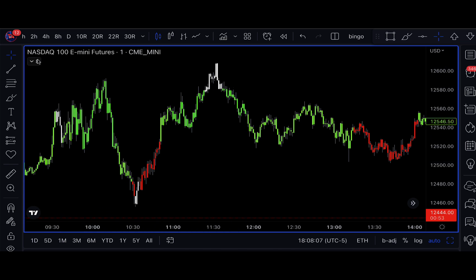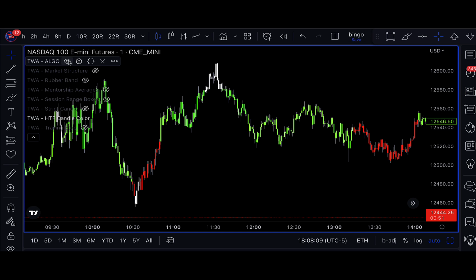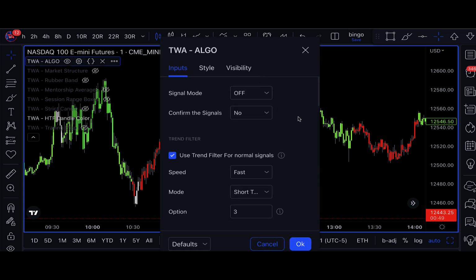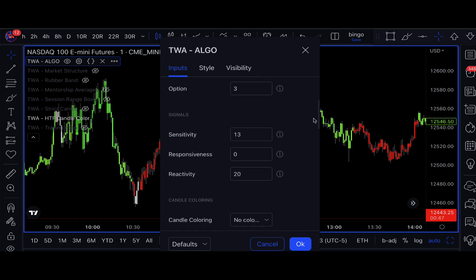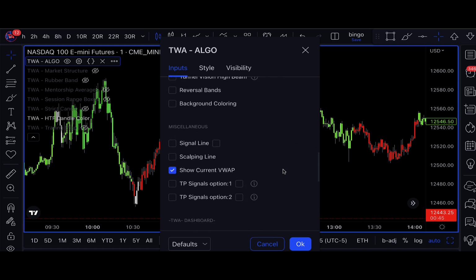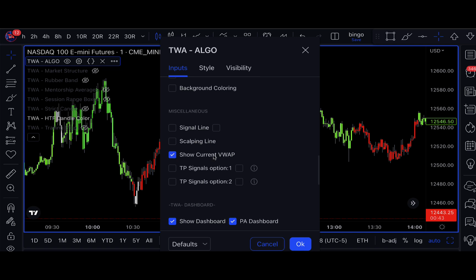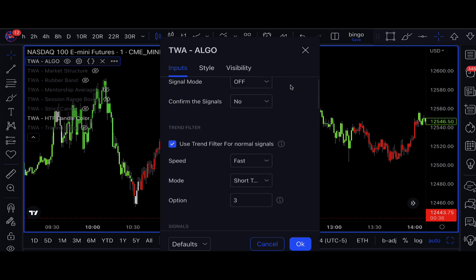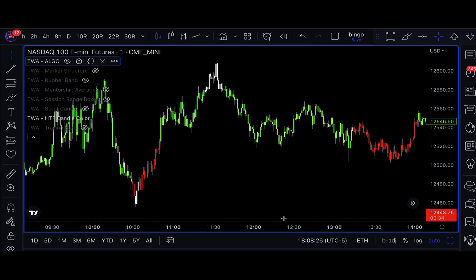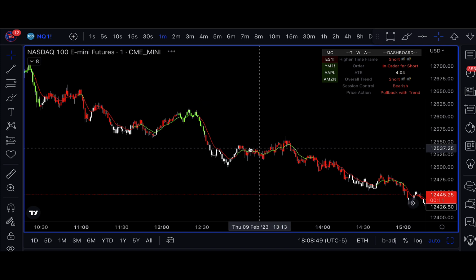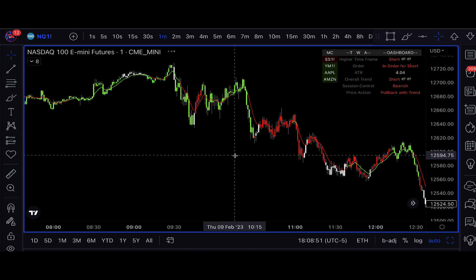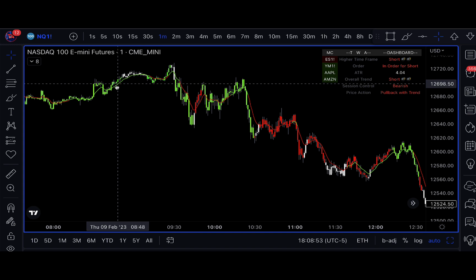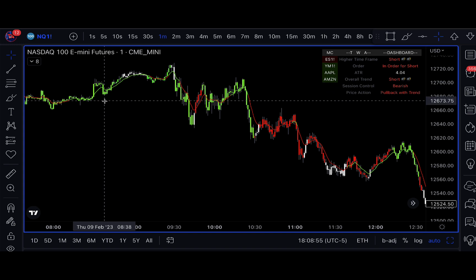All right. Now the next thing we can do is we can turn on the algo, come down here, and we're going to turn on the scalping line. All right, there we go. It's the only thing I want on. So what is a scalping line now? Well, now we have a line in the middle of our candles that is telling us the current direction. So current price action direction.